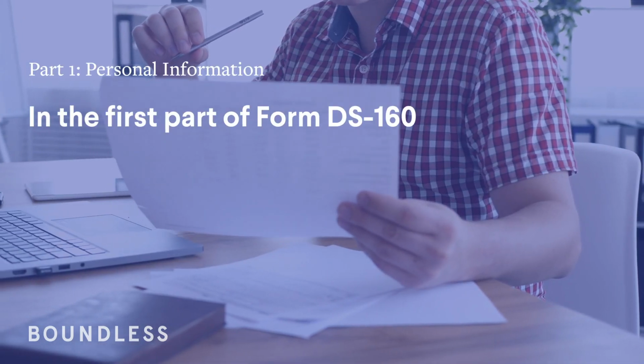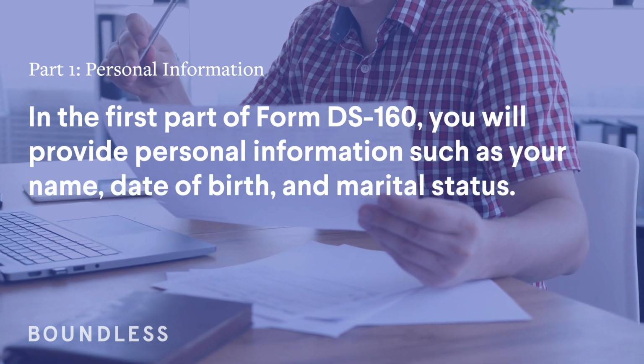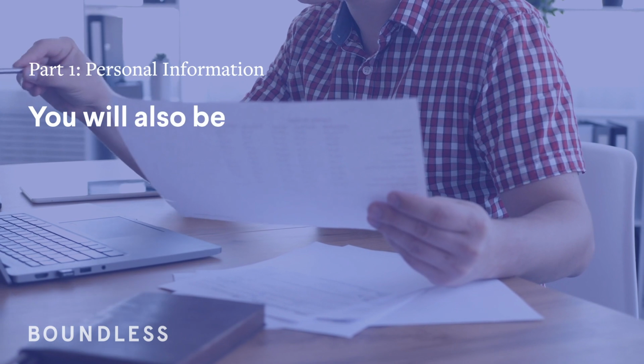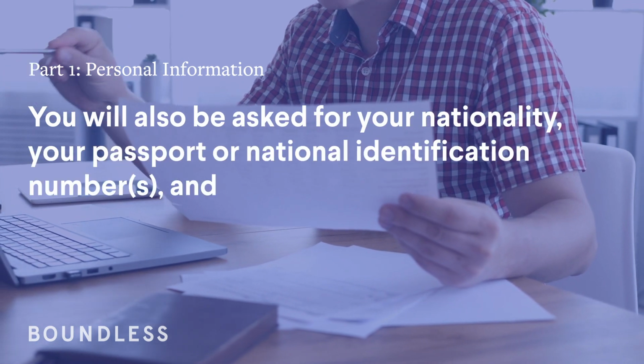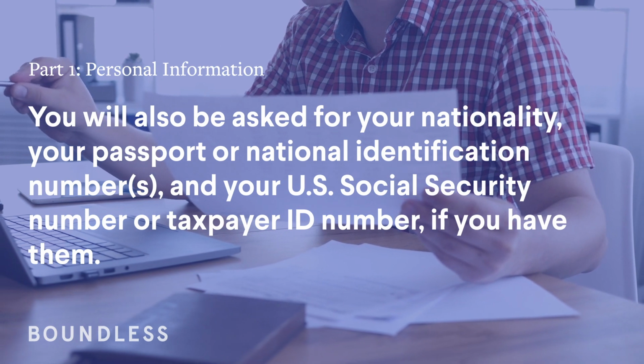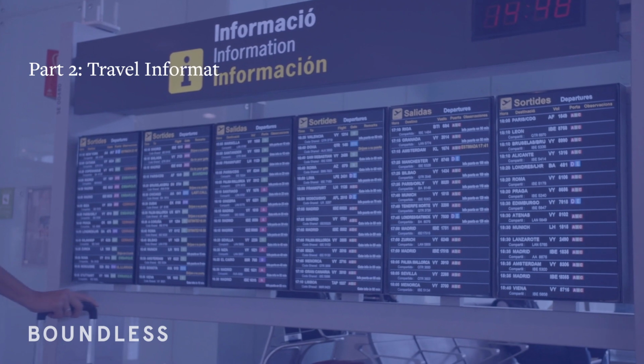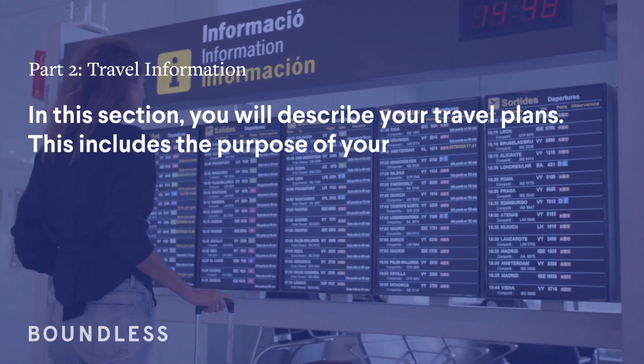Part 1. Personal information. In the first part of Form DS-160, you'll provide personal information such as your name, date of birth, and marital status. You'll also be asked for your nationality, your passport or national identification numbers, and your U.S. Social Security number or taxpayer ID number if you have them. Part 2. Travel information. In this section, you'll describe your travel plans.